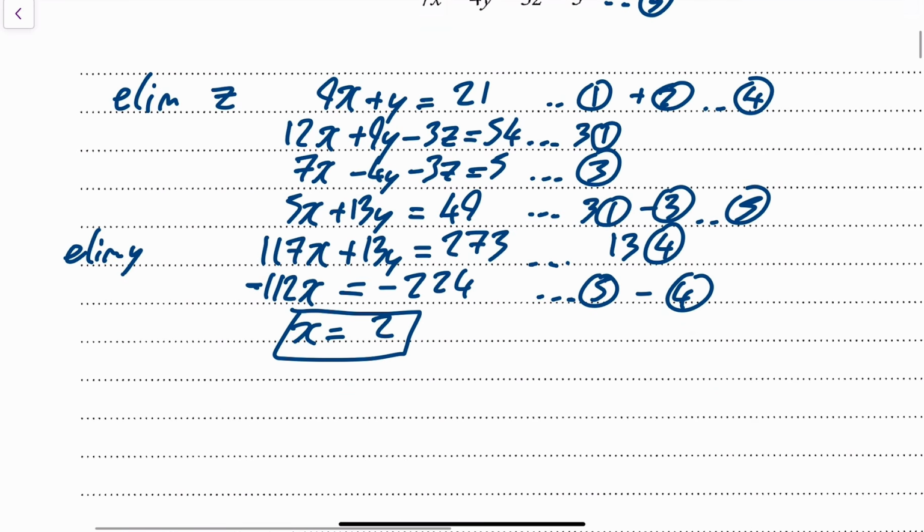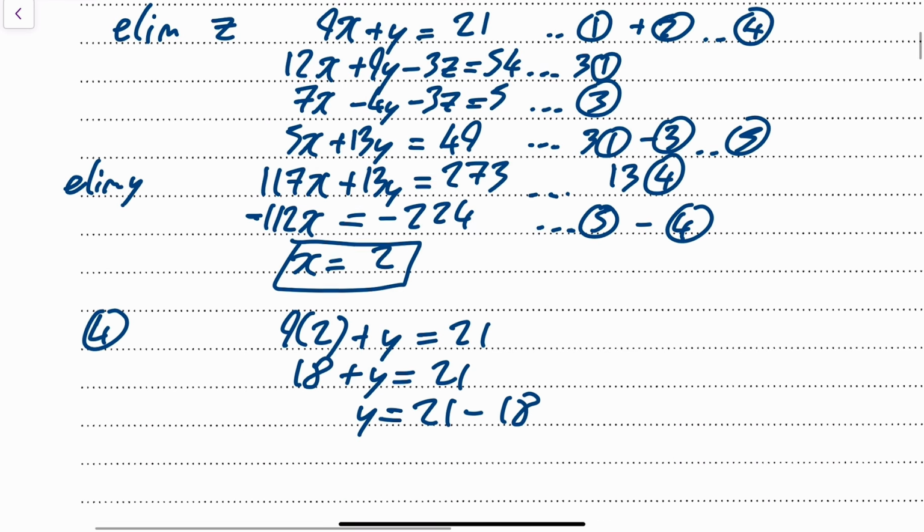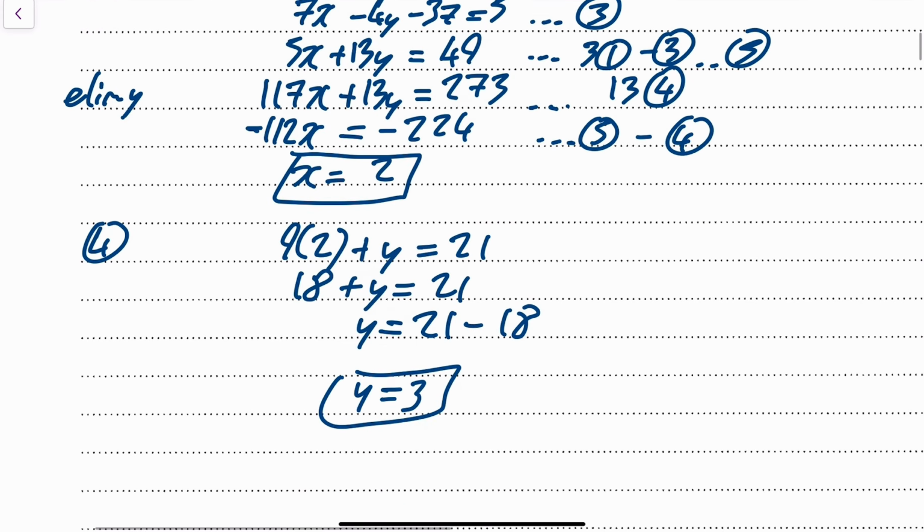And then we'll sub that into equation 4. So instead of x, you're going to write 2. So equation 4 becomes 9 times 2 plus y is equal to 21. 18 plus y equals 21. Y is equal to 21 minus 18. Y works out to be 3. You found 2 of your unknowns.